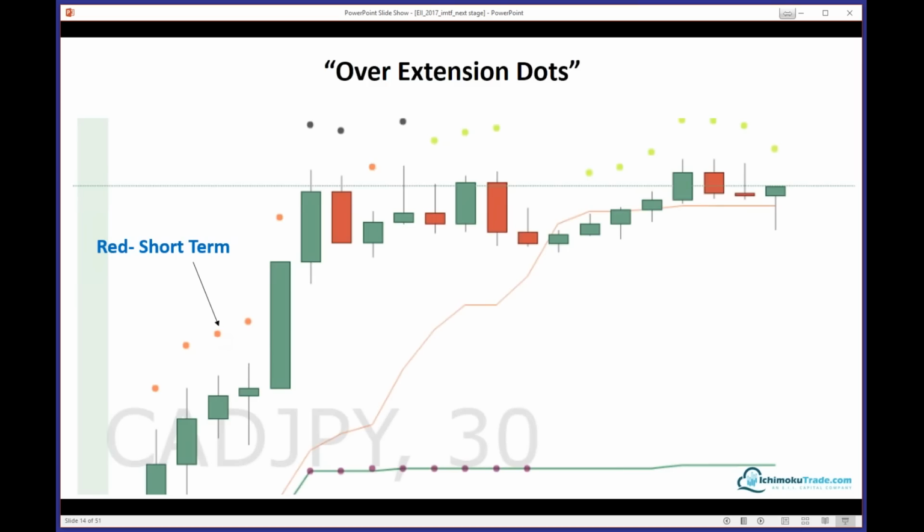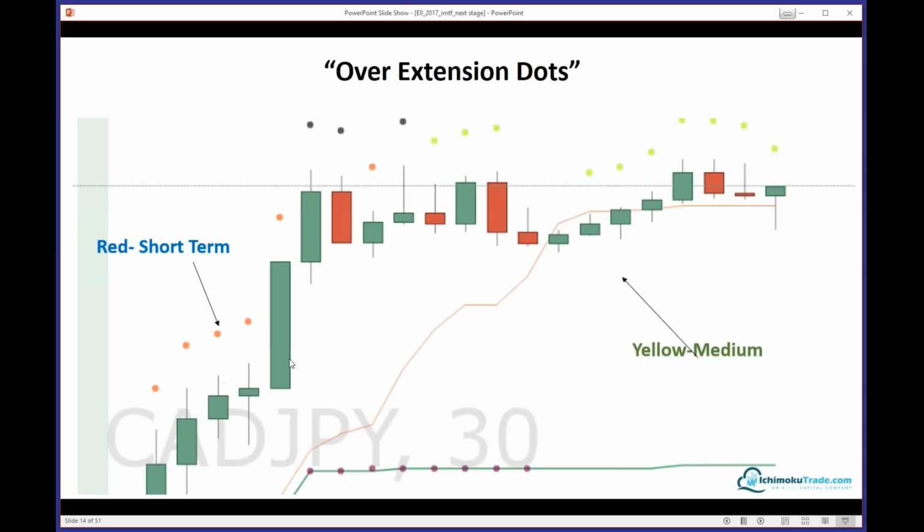When you have a short-term extension, what that means is that if you're in this trade, you should go down to a lower time frame to manage the trade. If your trading time frame was a 30-minute, you should go down to a 10-minute. If you're on a 60-minute, you should go down to a 30-minute and use the green dots. If you're on a 4-hour, was your trading time frame, then you should go down to either a 2-hour or a 60-minute and use the green dots on that time frame.